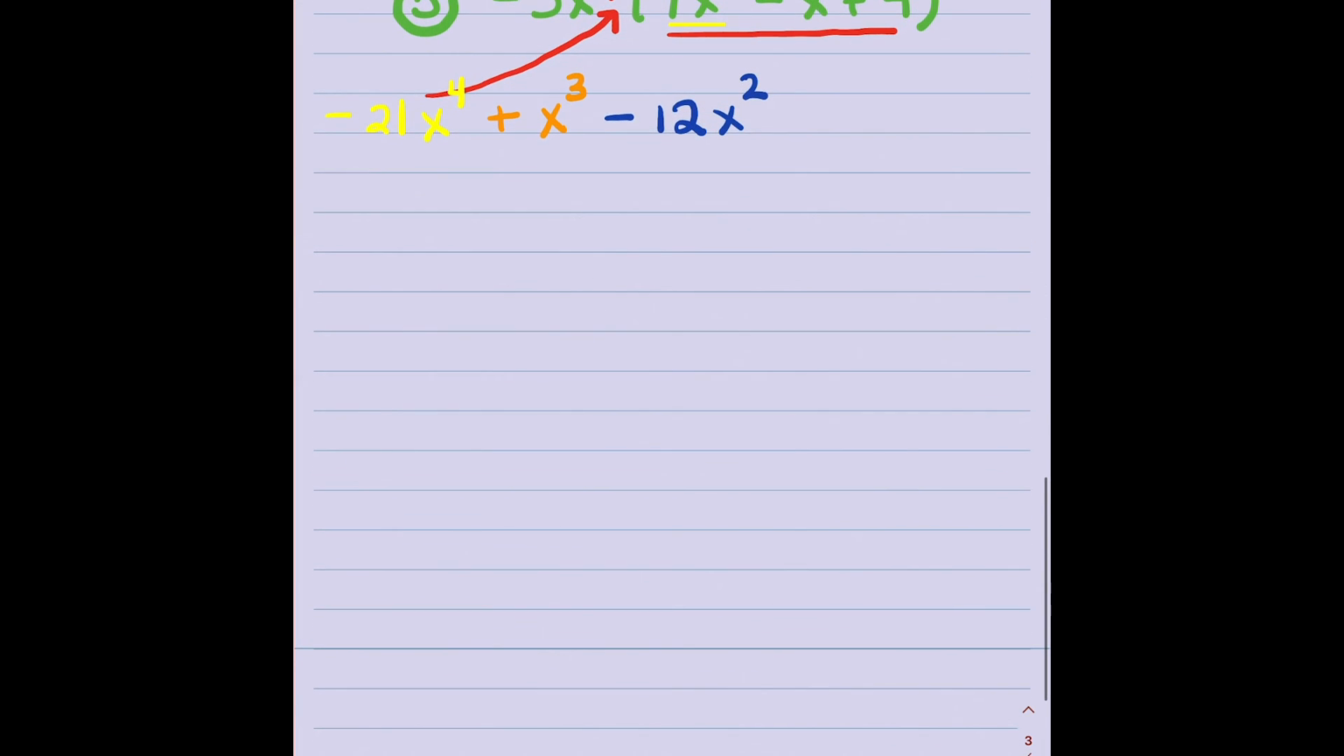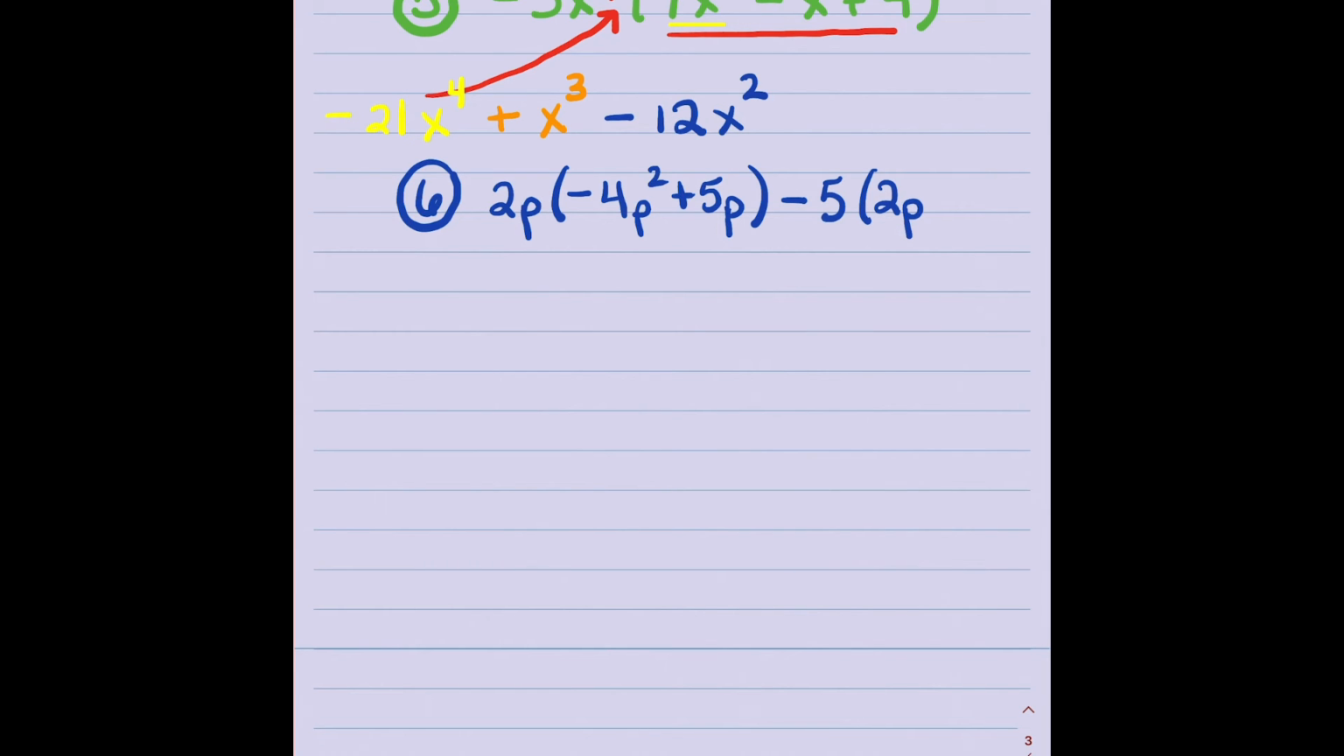All right, this is example 6. Keep numbering with me, that way everybody's notes will look the same. All right, here's a messy problem for you. 2p times -4p squared plus 5p. And then we have the dreaded minus 5 times 2p squared plus 20.